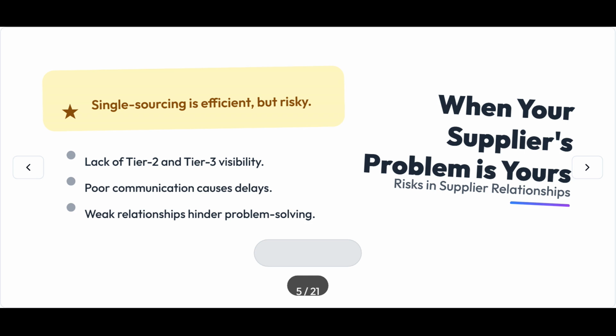Also, even with many suppliers, bad teamwork can cause big issues. Slow replies to quality problems, not sharing data on inventory, or unclear communication about production schedules can all slow down the entire supply chain. When a problem happens, a weak relationship makes it much harder to fix quickly. You spend time arguing instead of working together.